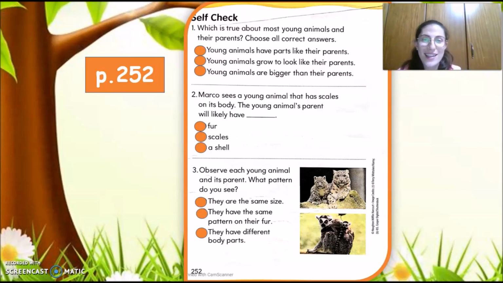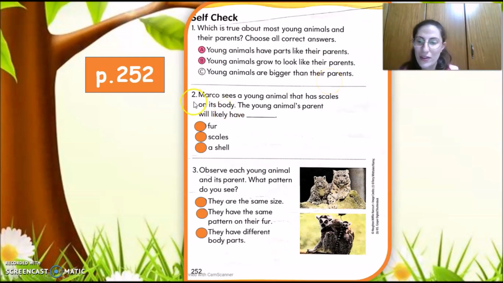What do you guys think? Excellent. It is A and B. Young animals grow to look like their parents, and young animals have parts like their parents. They share the same body parts, but they have different sizes. And as they grow more and more they look like their parents. But of course, young animals are not bigger than their parents. They are smaller than their parents, younger than their parents.